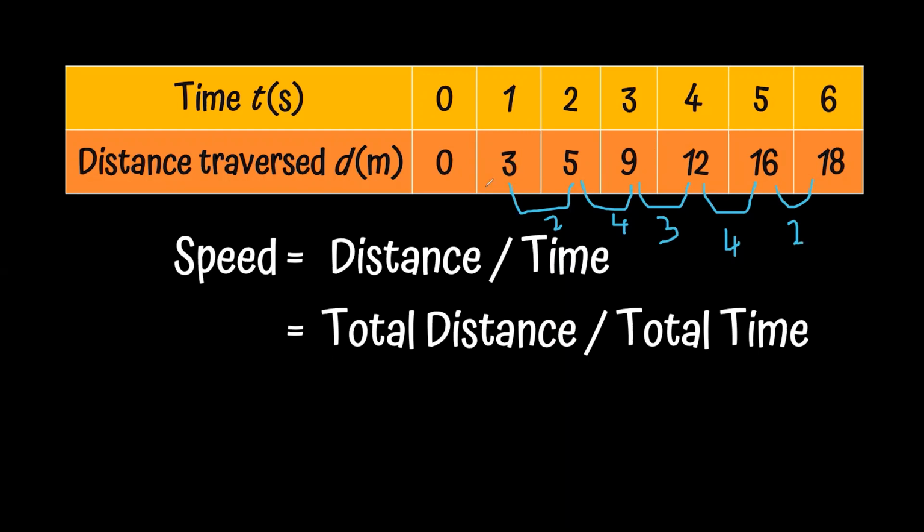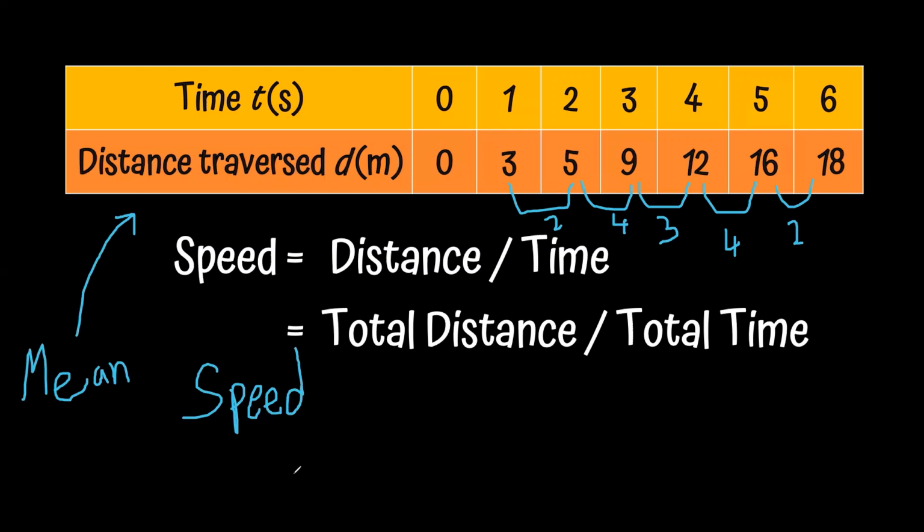In 1 second 3 meters, 2 seconds 5 meters, 3 seconds 9 meters, 4 seconds 12 meters. It's not uniform. The gap is different. So these kind of speeds can be named as mean speeds. Mean speeds.